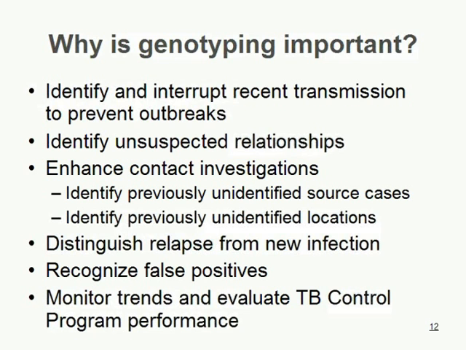It helps us to identify unsuspected relationships, and it enhances contact investigations because we identify previously unidentified source cases, as I showed you with the babysitter and the church and the babysitter and the hotel restaurant. And it helps us identify previously unidentified locations. You can use genotyping to distinguish relapse from new infection of a person. You can recognize false positives, and you can monitor trends and evaluate TB program performance.